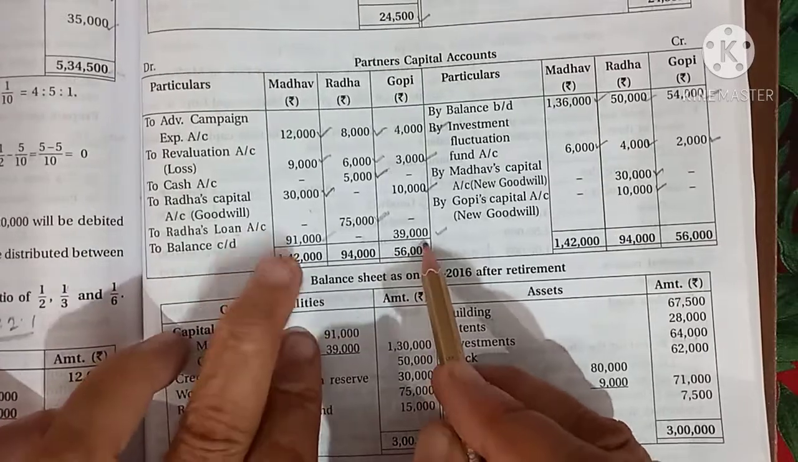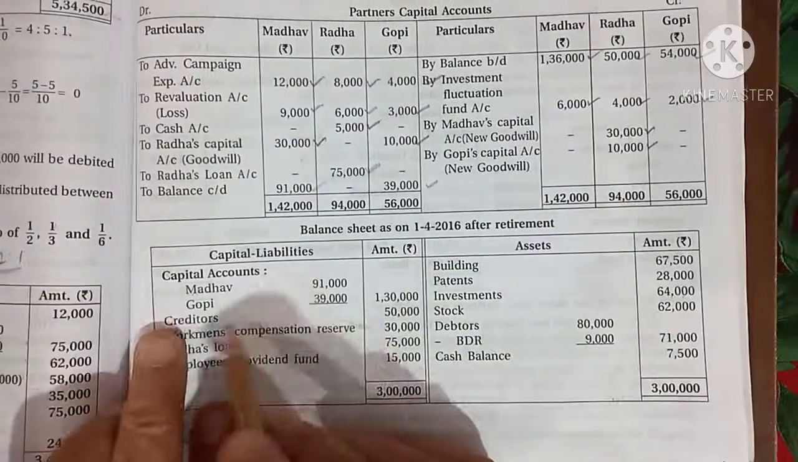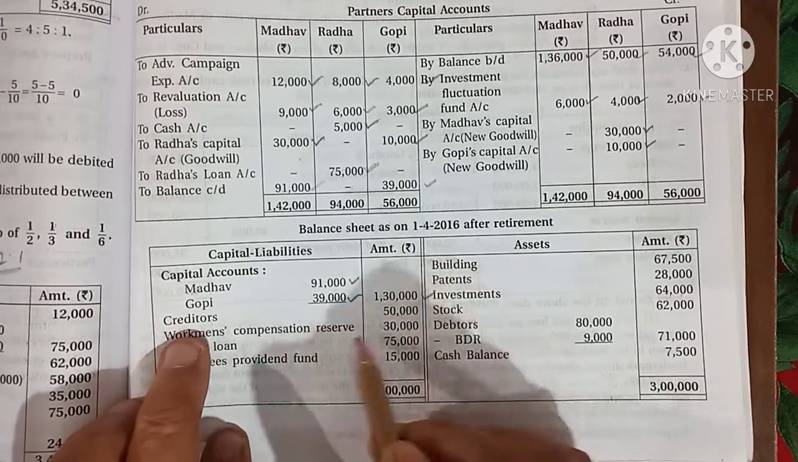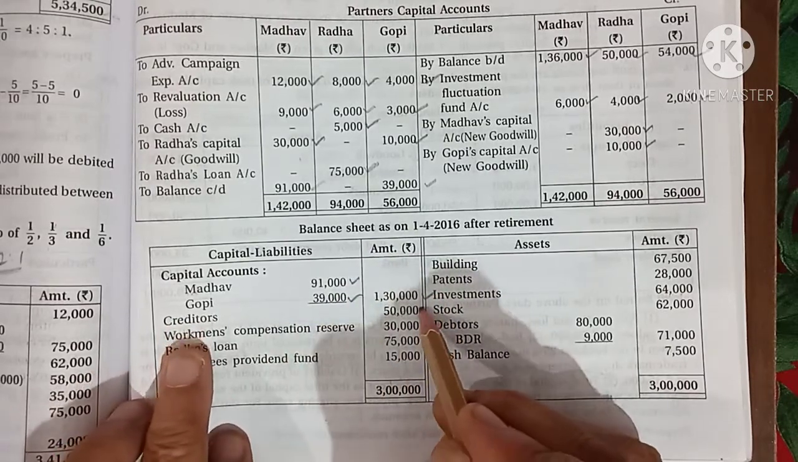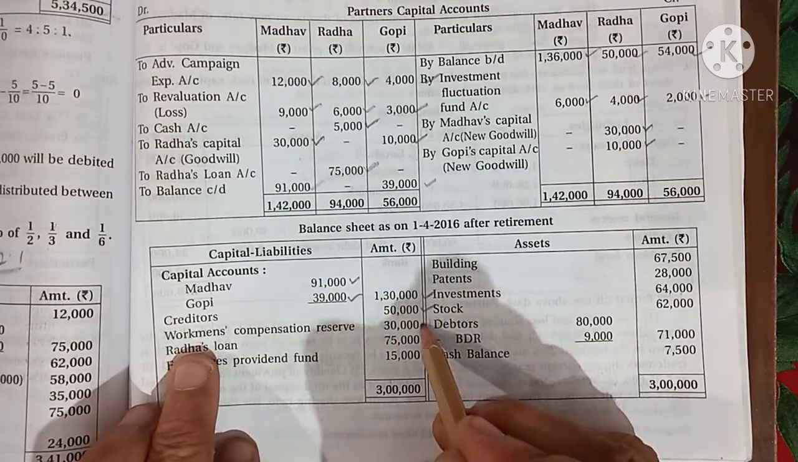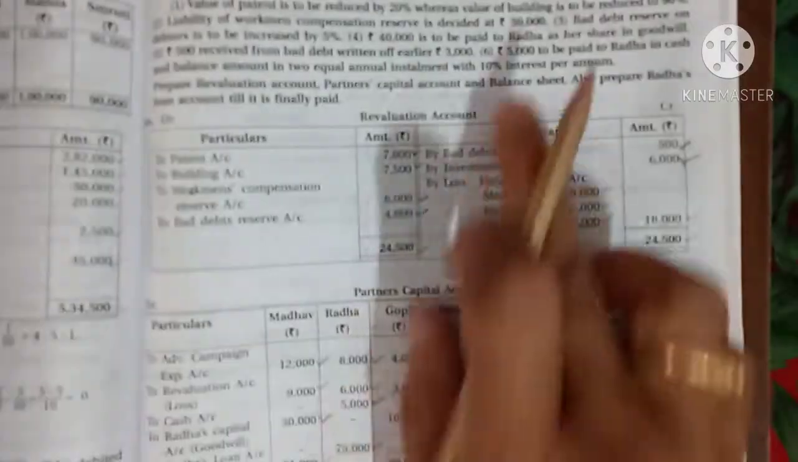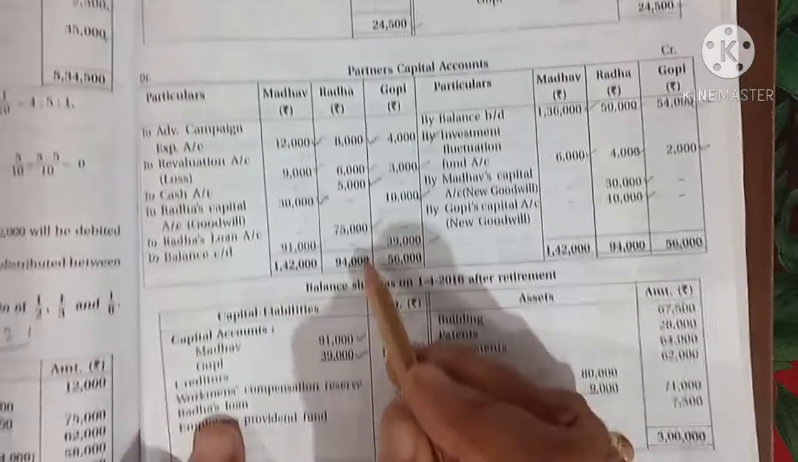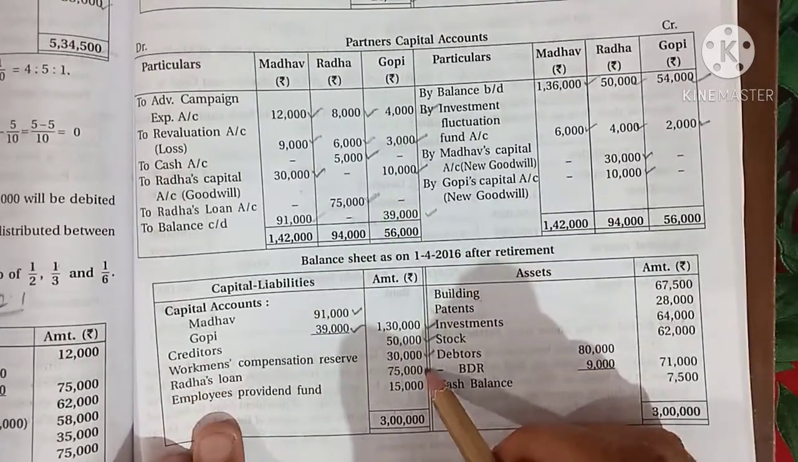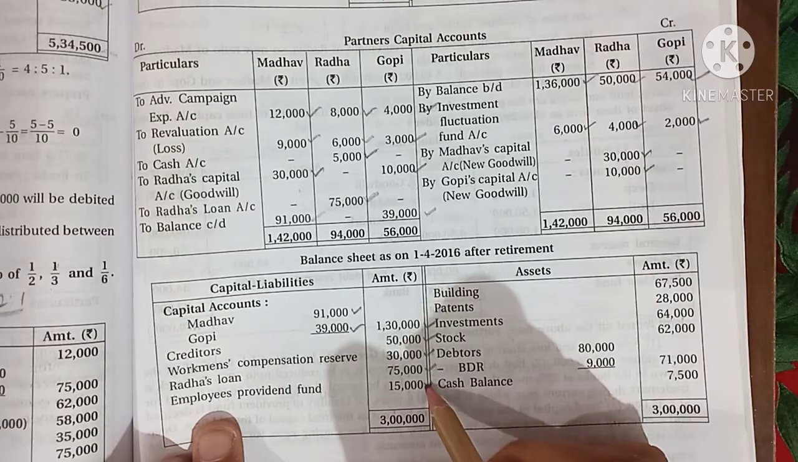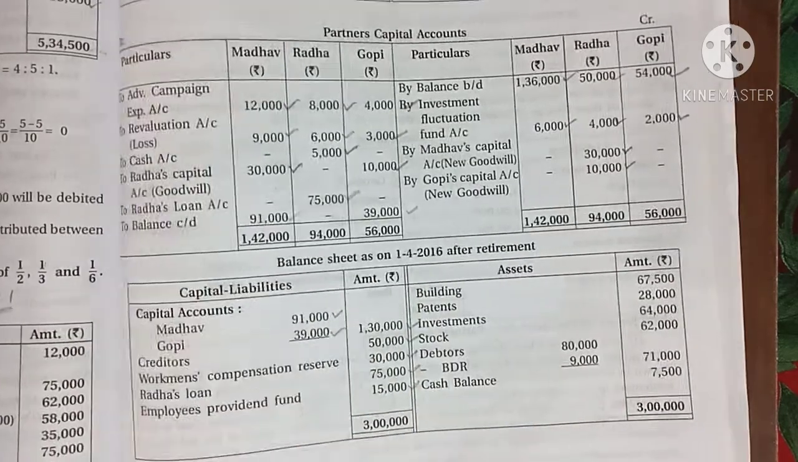Whose? M and G's. Now in the new balance sheet, the closing balance of M and G is 91, 39, 130. Creditors there is no change, 50 will be 50. Workman compensation reserve will be 30 because it is given there. The 30,000 workman compensation reserve already you have done. And Radha's loan 75 will be as it is, 75 will be 75. Employees provident fund will have no change at all. This is your liabilities side.